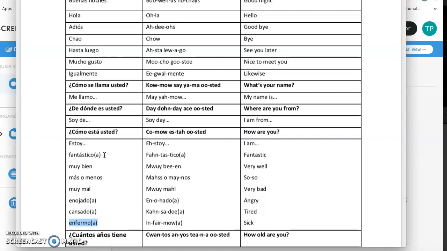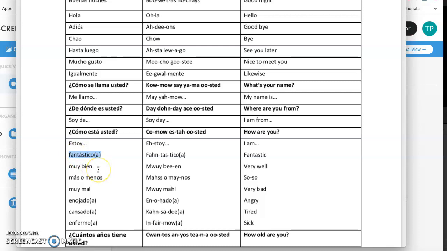So if you are a boy, you would say that you are fantástico. But if you are a girl, it changes to fantástica. So boys, you will use the O on the end. Girls, you use the A. Now, the one underneath of fantástico is muy bien. If you notice, there's no A after it. That one stays the same for everyone. Okay, so if I were to say that I was fantastic, I would say estoy fantástica since I'm a girl.